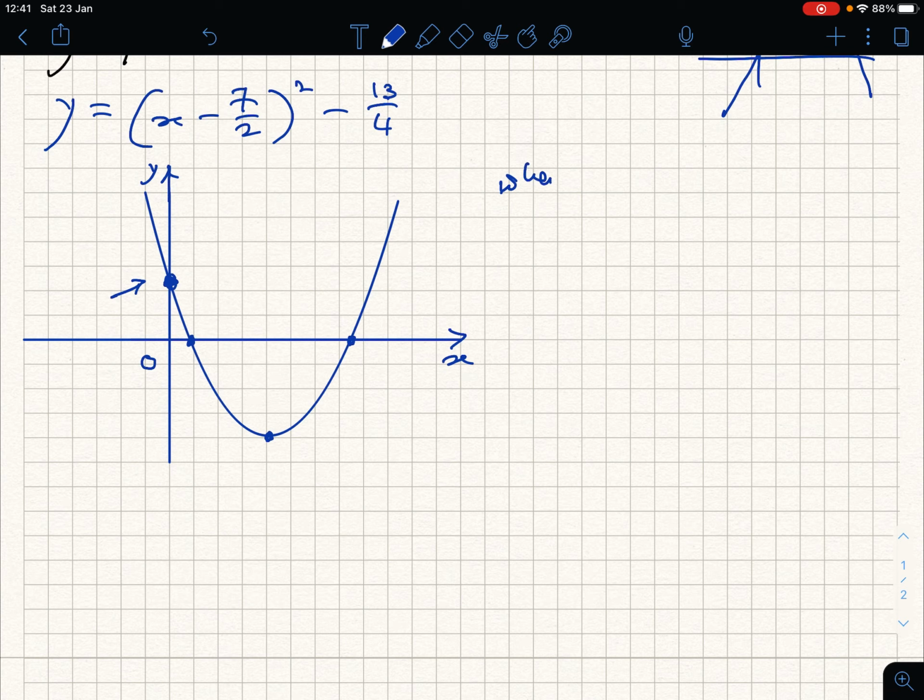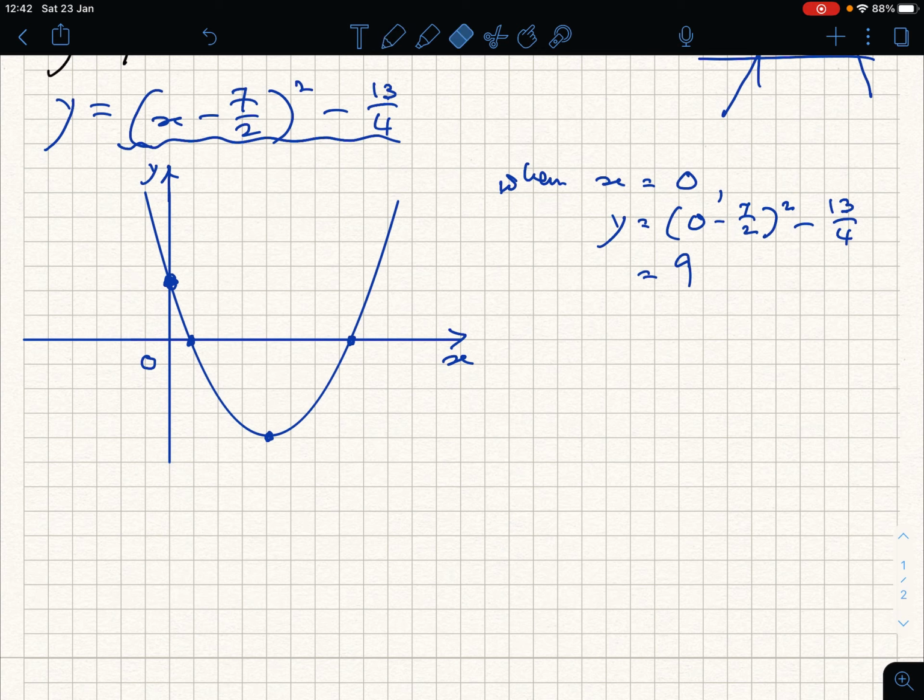So when x equals 0, your y equals, we go back to here, 0 minus 7 over 2 bracket squared minus 13 over 4, right? So when x equals 0, you just press your calculator. Negative 7 over 2 bracket squared minus 13 over 4 will give you 9. So your first coordinate, the y-intercept, is 9.